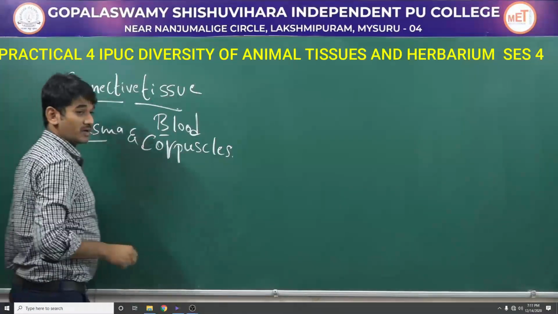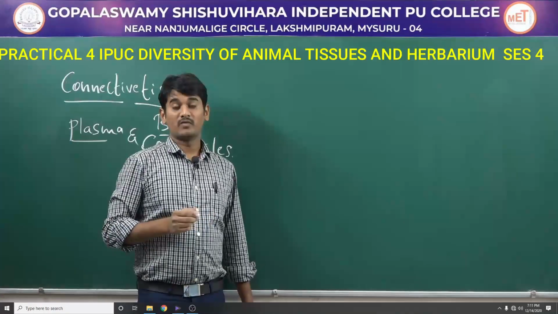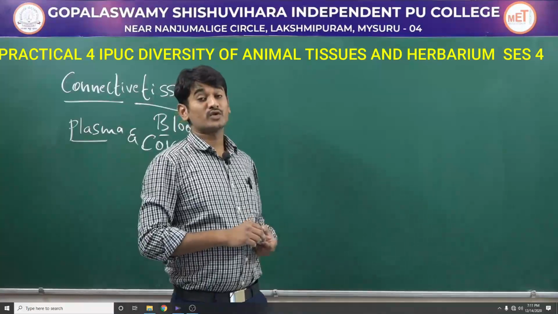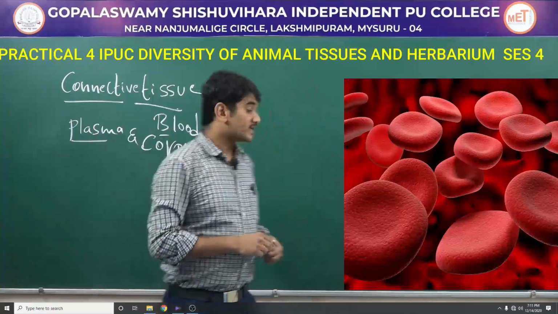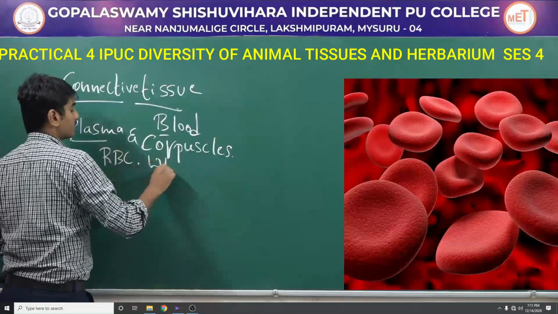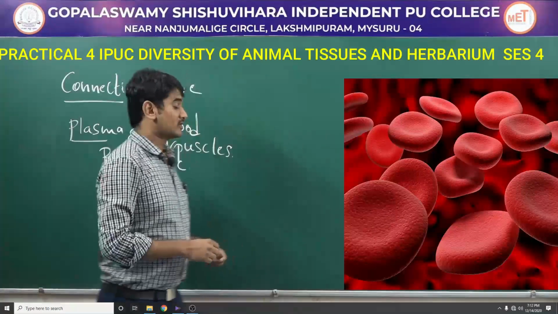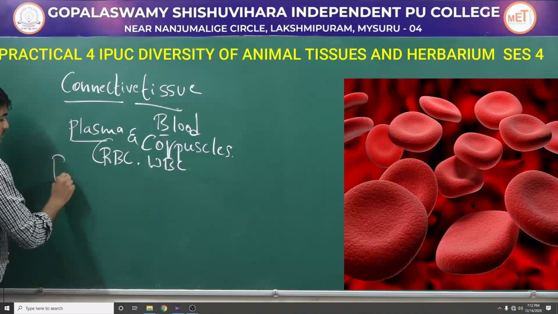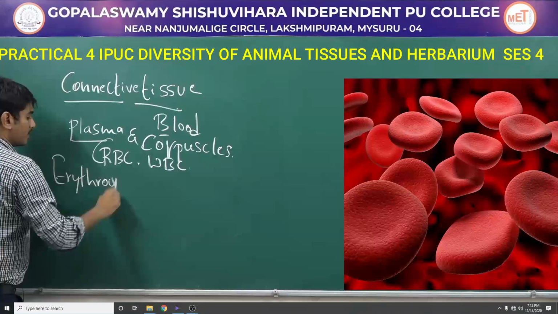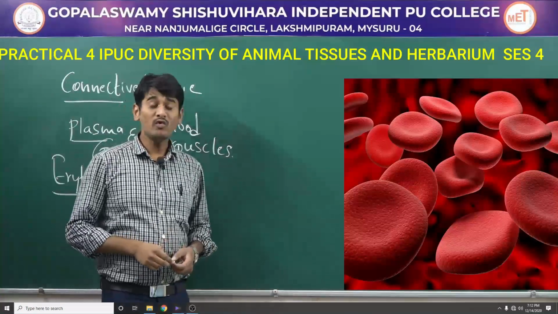So you know about plasma. Plasma is a light yellow colored fluid which stores water, salts and some enzymes. The cellular portion of blood contains RBC and WBC, red blood cells and white blood cells. The red blood cells are also called erythrocytes. These erythrocytes are oval in shape.